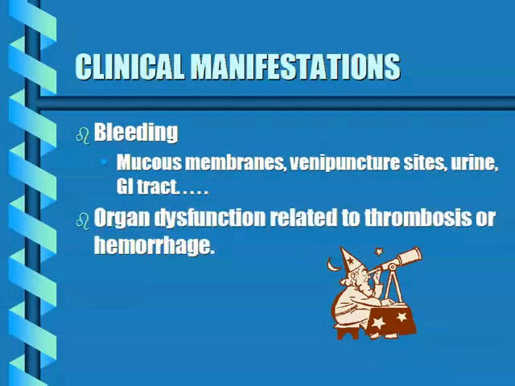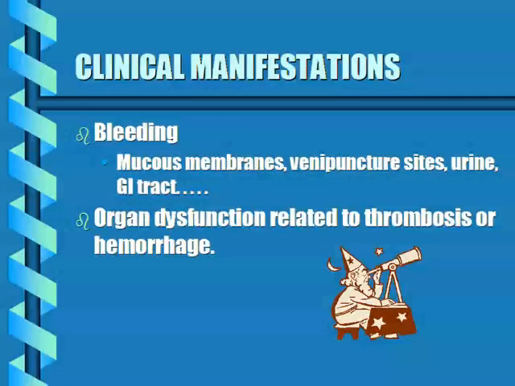And organ dysfunction related to thrombosis or hemorrhage. They can develop both microvascular and macrovascular thrombosis. Organ systems that are susceptible to microvascular include the cardiovascular, pulmonary, neural, renal, and hepatic systems. The nurse needs to use careful assessment of these systems to note changes. The patient can also develop microvascular occlusions of your extremities.